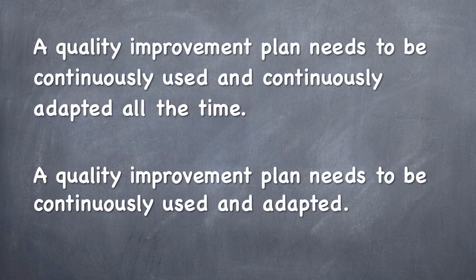Let's compare the sentences. So the first version is, a quality improvement plan needs to be continuously used and continuously adapted all the time. The second, a quality improvement plan needs to be continuously used and adapted. See how much more elegant it is, how much more beautiful the sentence is. It's more succinct, it's more direct and to the point, and therefore it is just much, much better in quality.